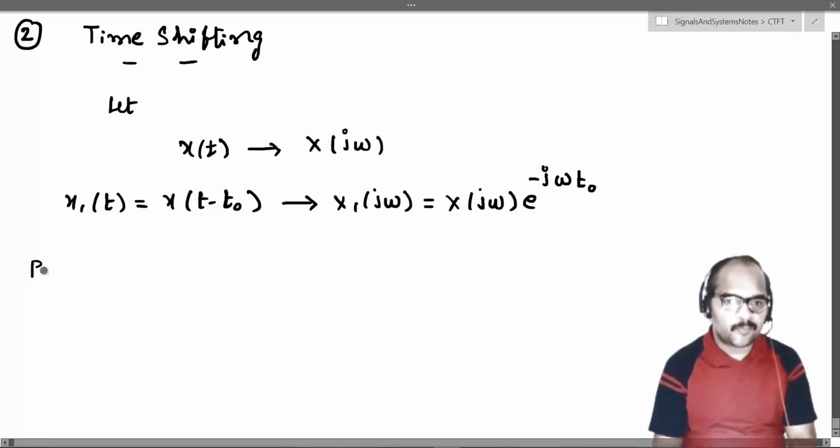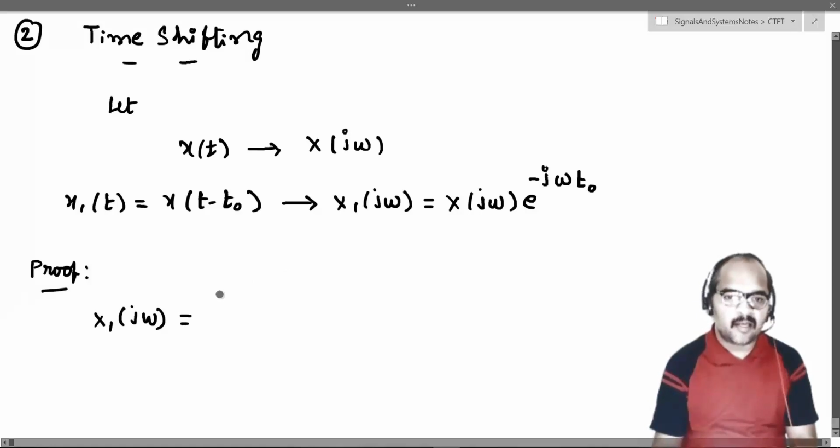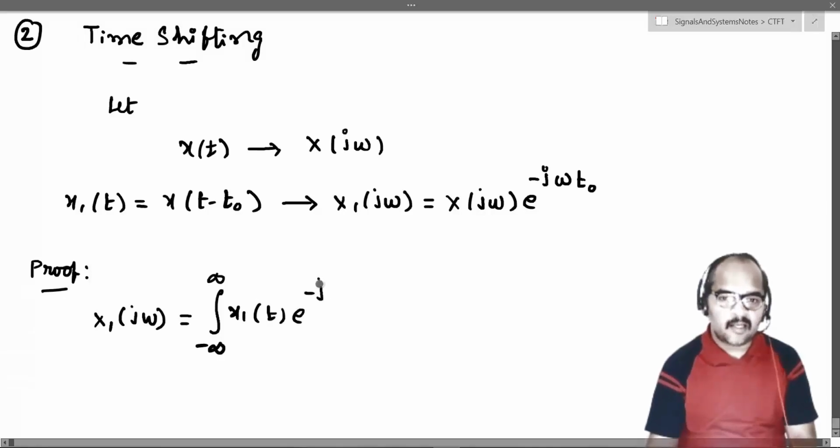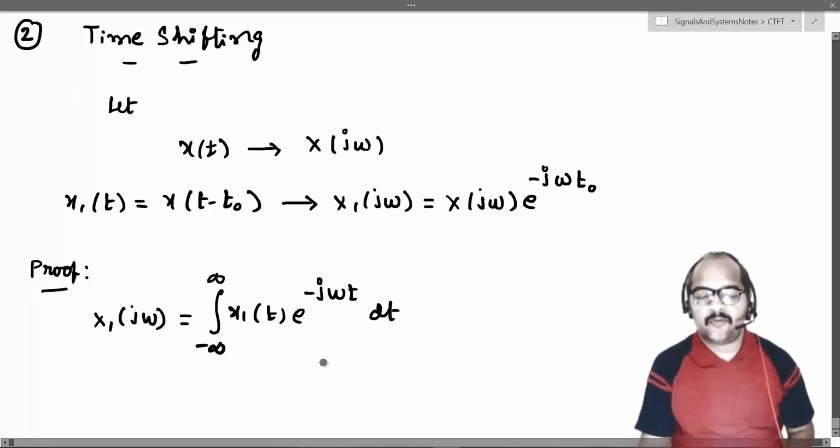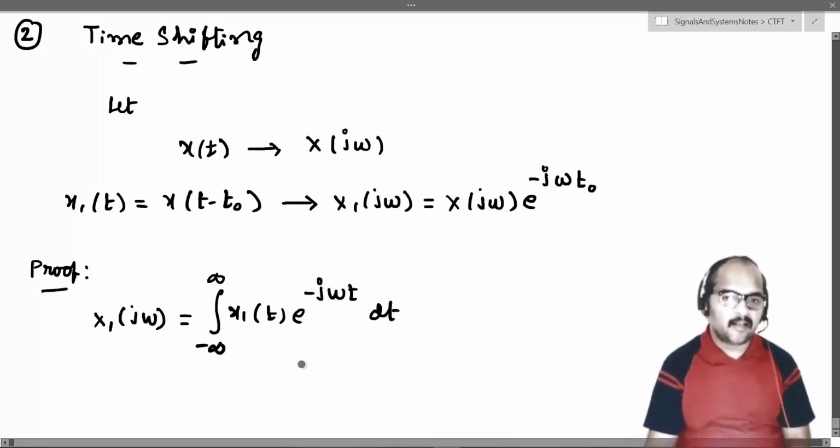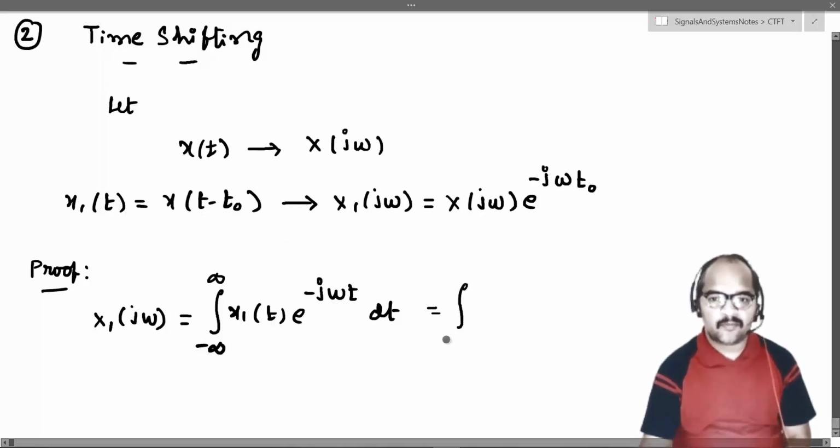So let us prove this result. Again, it is simple, but still let us prove that. We want the Fourier transform of x1 of t, which we called x1 of j omega. So x1 of j omega equals the integral from minus infinity to infinity of x1 of t e power minus j omega t dt. To find the Fourier transform, we have to use the analysis equation. But what is x1 of t here? x1 of t is nothing but x of t minus t naught.